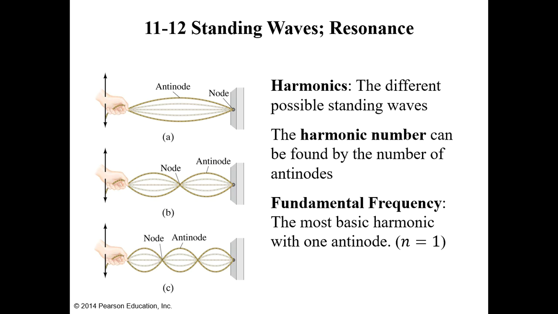So in this first one, you see there is one antinode. So this is n equals 1. This also happens to be known as the fundamental frequency. It's the most basic harmonic with only one antinode. Now here you have two antinodes. So that is going to be the n equals 2 harmonic. Here you have three antinodes. So this is the n equals 3 harmonic.